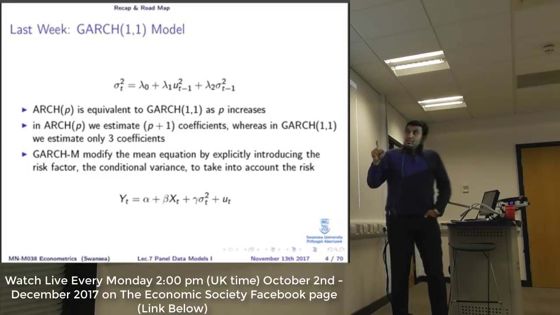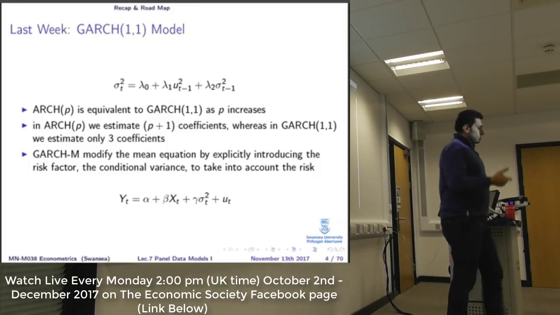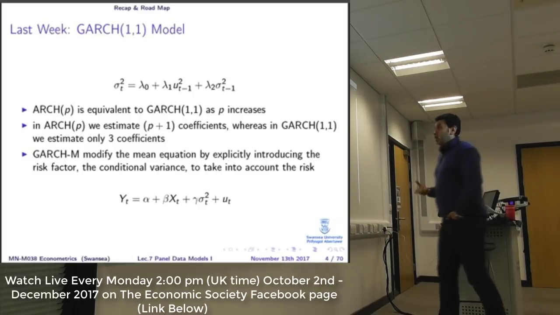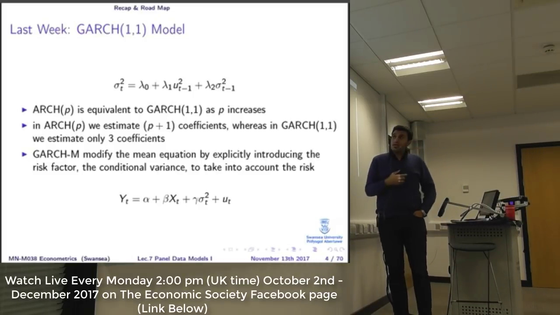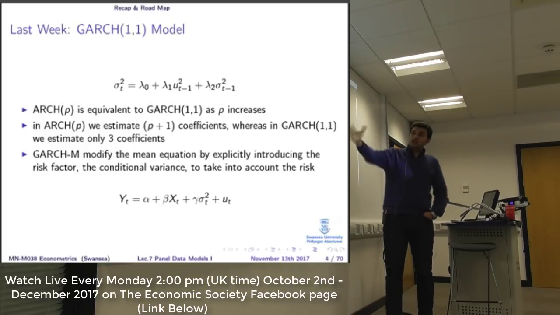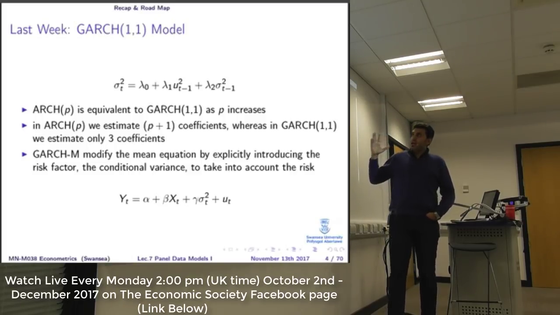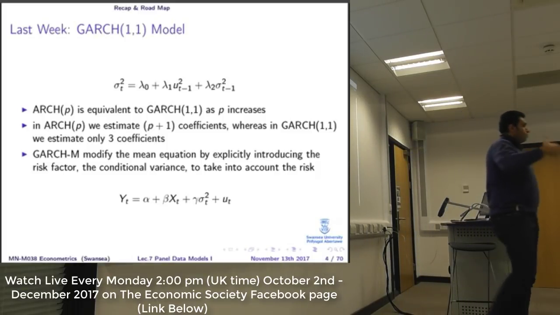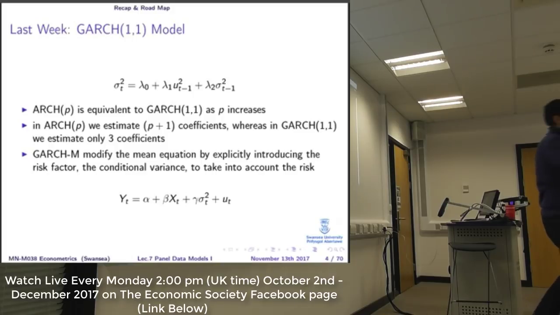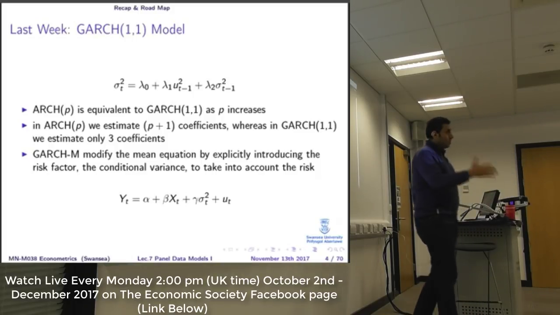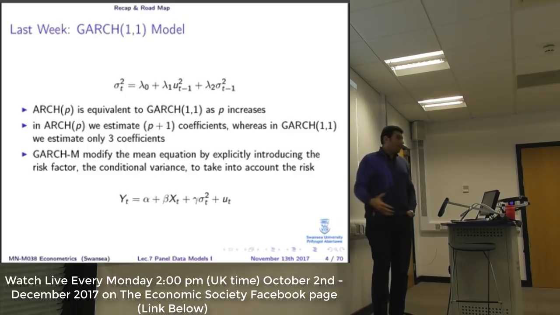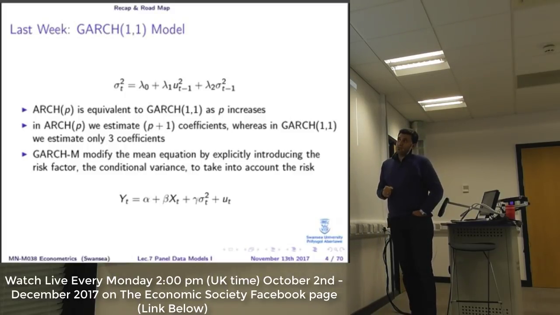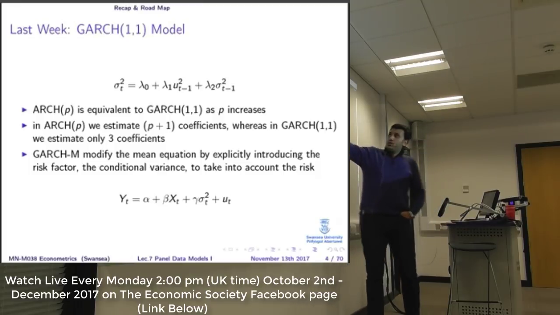We also showed that GARCH(1,1), which is an extension of the original ARCH model, is equivalent to ARCH(p) as p increases. Empirical evidence shows that if we have more than ARCH(3), so if we were to go back in the past more than three lags, then it is actually better to estimate GARCH(1,1). And the difference here, you'll see in the error term.